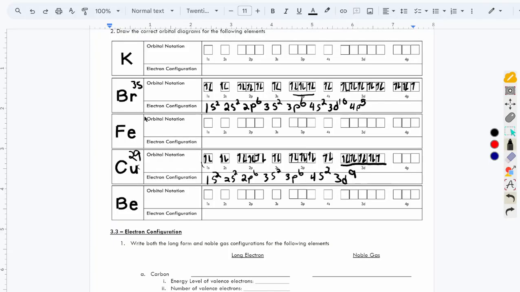Okay, don't forget, you need to do potassium on your own. We've done this one a bunch. This one has 19 electrons. You need to do iron on your own. This one has 26 electrons. And you need to do beryllium on your own. Beryllium has only 4 electrons. That one's super easy for you.